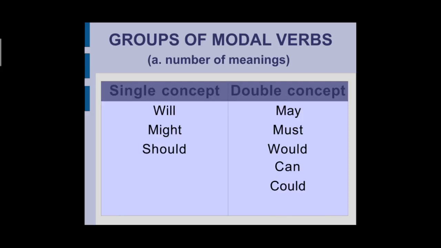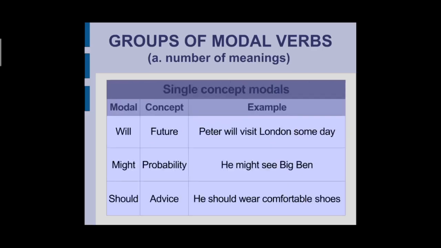Single concept: will, might, should. ये तीन जो वर्ड है, जो मॉडल वर्ब है, ये खाली सिंगल कॉन्सेप्ट में होते हैं. और डबल कॉन्सेप्ट में जो वर्ड्स है वो है मे, मस्ट, वुड, कैन और कुड. सो दीज आर द वर्ड्स दैट हैव मोर देन वन कॉन्सेप्ट. दैट मीन्स उस वर्ड को अगर हम यूज़ करते हैं तो उसका एक से ज़्यादा मीनिंग निकलता है. नाउ मॉडल कॉन्सेप्ट एंड एग्जाम्पल फॉर दी सिंगल कॉन्सेप्ट मॉडल. जो सिंगल कॉन्सेप्ट वर्ड्स थे उनका एक ही एग्जाम्पल और एक ही रीज़न होता है, आई मीन एक ही एक्सप्लेनेशन. सो इस वर्ड का क्या मीनिंग है? मॉडल इज विल, कॉन्सेप्ट इज फ्यूचर.